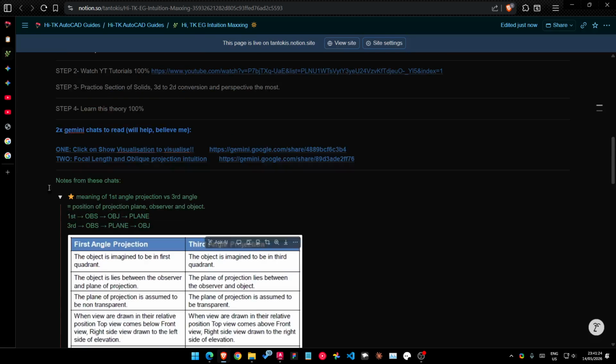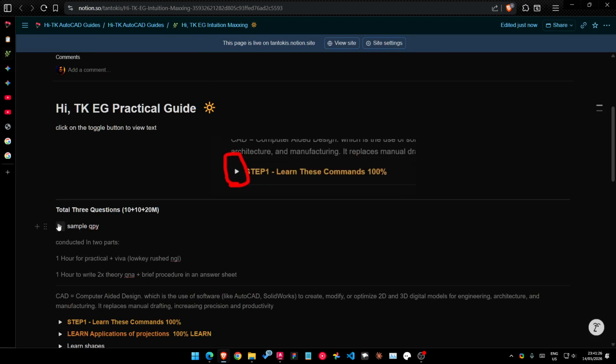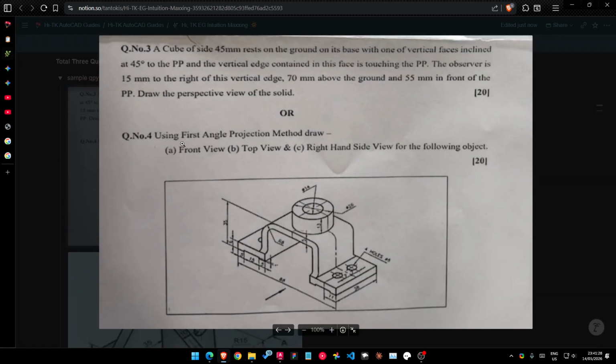In questions, for example, the question that we got: using first angle projection method, draw this. So this image that we have, let's say you get this in the question paper, what do you think? This is the isometric view, and you have to convert it into orthographic projections, 3 of them, which have been listed here: front view, top view, and right hand side view. So this arrow indicates where the front view of this thing is.